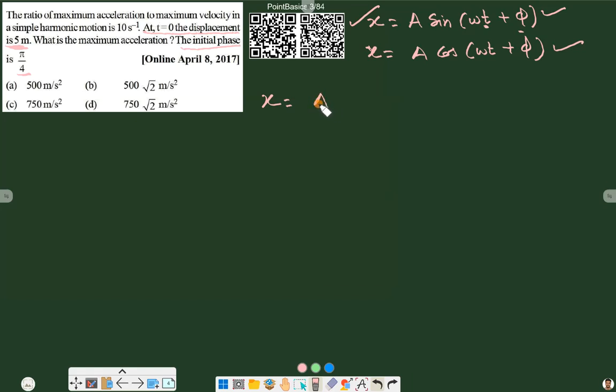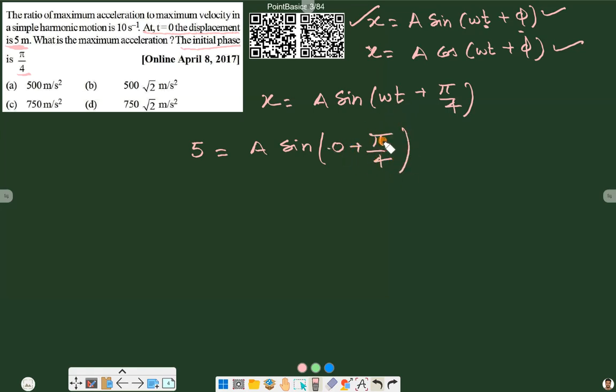So x is equal to a sine omega t plus pi by 4, as initial phase is given as pi by 4. So this is our base equation. Now displacement is 5 meter when time is 0. So x is 5 is equal to a sine 0, as time is 0, plus pi by 4. Now sine pi by 4 is 1 by root 2. From this, 5 is equal to a into 1 by root 2. And what we get? We get a is equal to 5 root 2.